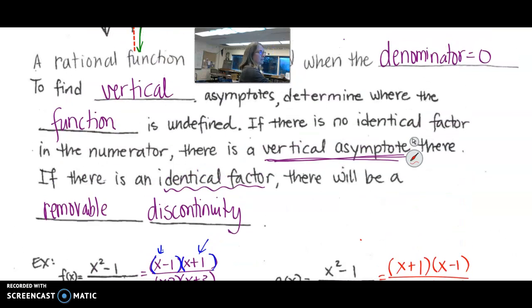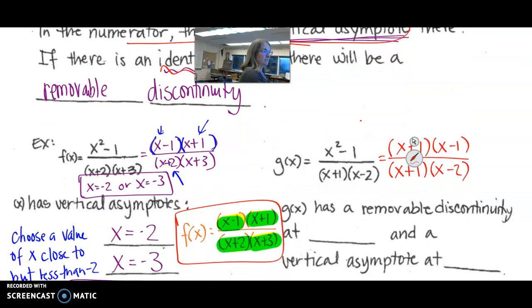Back here in the notes from the previous video, if there is no identical factor in the numerator, there is a vertical asymptote there. On the other hand, if there is an identical factor, which we have of x plus 1 in the numerator and denominator, we have what's called a removable discontinuity. So g of x has a removable discontinuity, and if you think about this, we can remove that factor, so that can help you remember that that's where you're going to have a removable discontinuity, because we can remove it. It has a removable discontinuity at x equals -1.